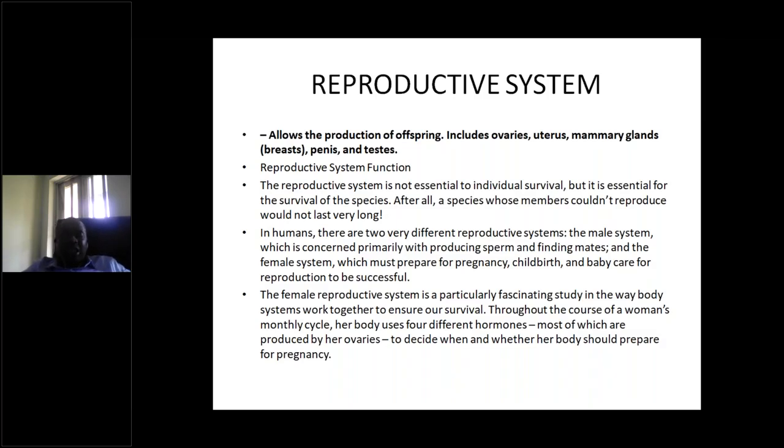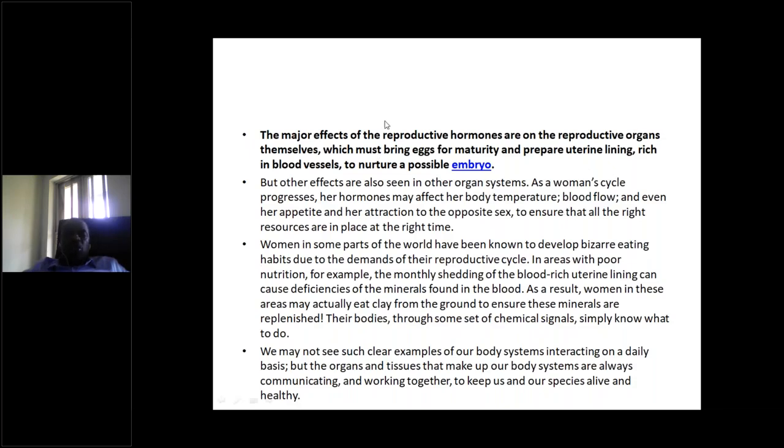So there are some hormones that are involved in this system. Those hormones are produced by the ovaries, and they decide when and whether her body is ready for pregnancy. So we have the major effects of the reproductive hormones on the reproductive organs themselves. They produce the egg. When the sperm and the egg meet, they form the embryo.